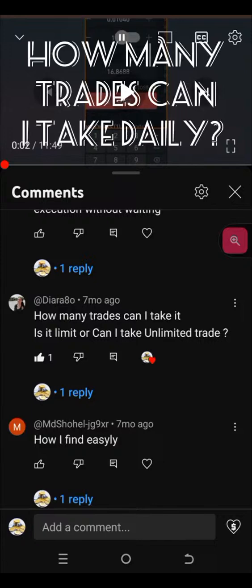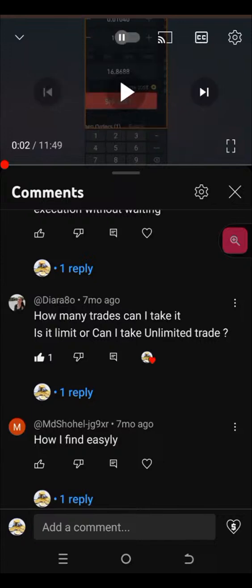So I'll just take one more question. It says, how many trades can I take? Is it limited, or can I take unlimited trades? Actually, you can take as many trades as will get executed on limit orders. Depending on the volume, the liquidity, and the movement of price, your trade can get executed within minutes. And once it gets executed, you can take out another trade. You don't have to wait like just one trade a day. No, you can do several trades within a day. It's unlimited, you can take it as many times as you want, as long as it gets executed.